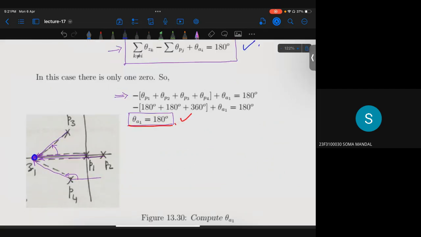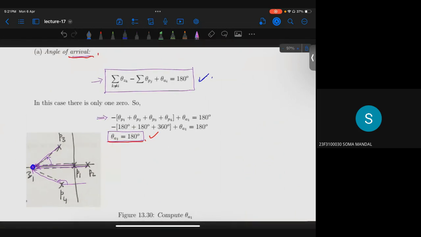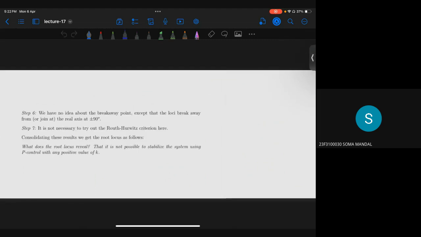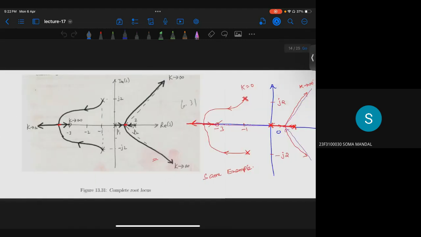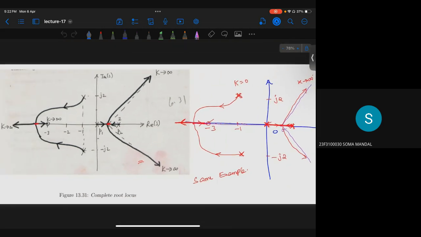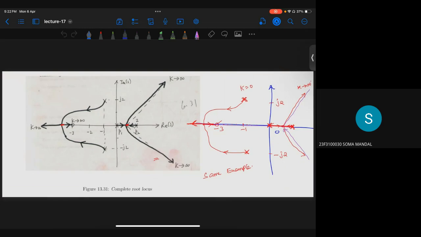So this is the theta Z1. Draw the arrows from all other poles and zeros to this. Then calculate the angles and substitute into this equation. Then you will get that. Once you have those, you can say that is how the root locus is departing or arriving at those poles and zeros. Is this clear? Any doubt in this plot?